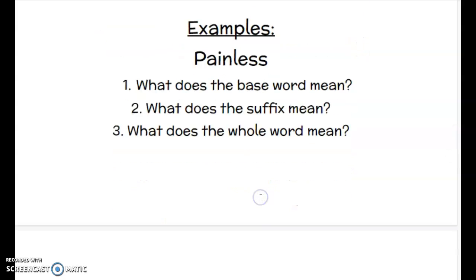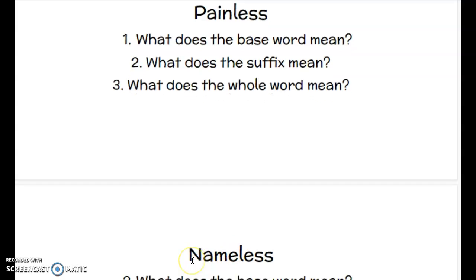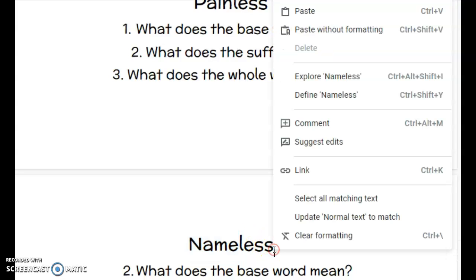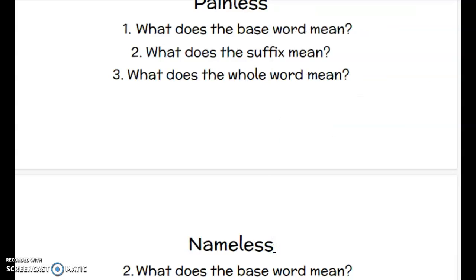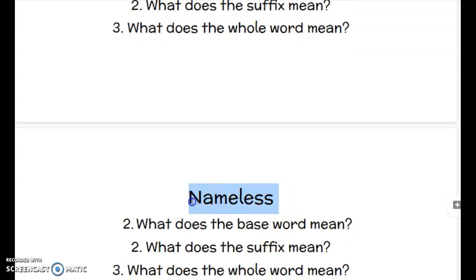Let's look at another example. Nameless. Well, we look at our base word, that would be name. Well, we know what a name is. It's what we call someone or something. And then less, without. So without a name. So we looked at our suffix and we were able to tell what the whole word meant.